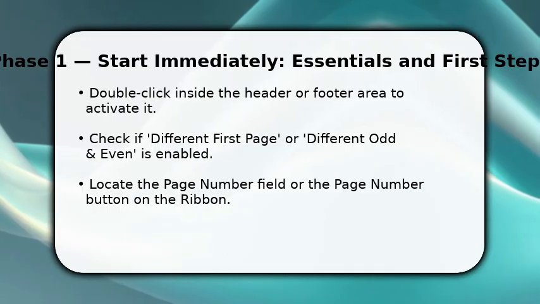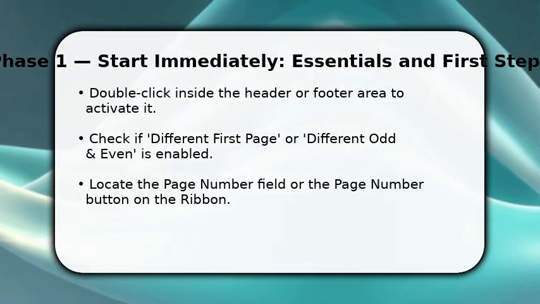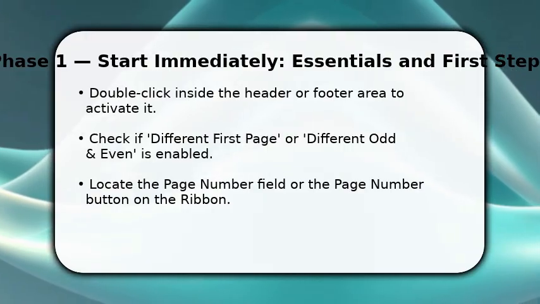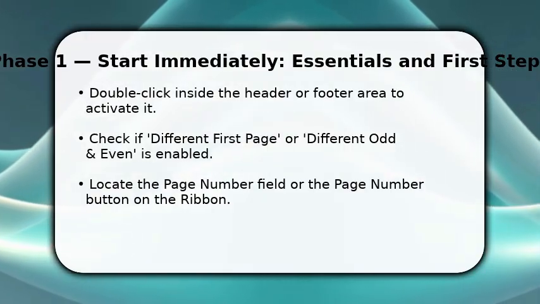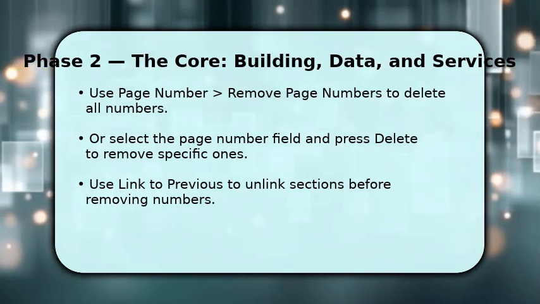Then locate the actual page number field or the page number button on the ribbon. This is the control you will use to remove numbers, so don't close the header yet. You now decide whether to remove all page numbers or specific ones.